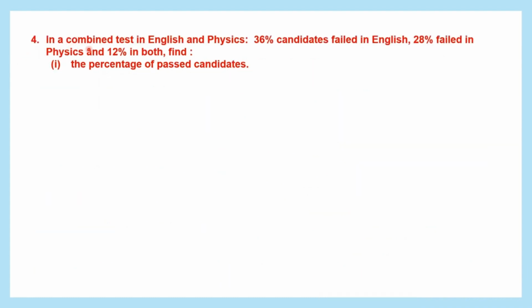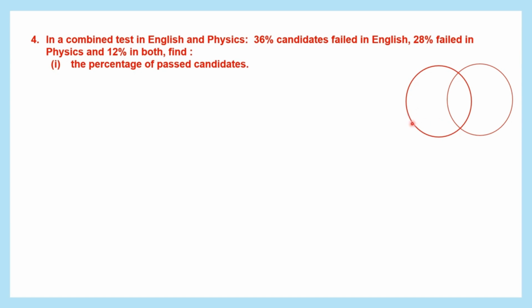Question 4. In a combined test in English and physics, 36 candidates failed in English, 28% failed in physics and 12% failed in both. Now we have to find the percentage of passed candidates. Now to understand this better, let's draw this. Okay, so this is called a Venn diagram which you would have learned in sets.